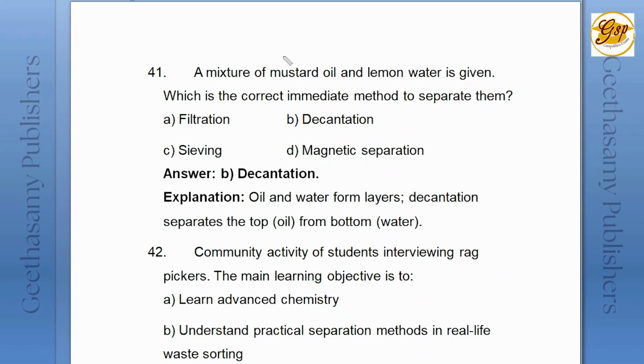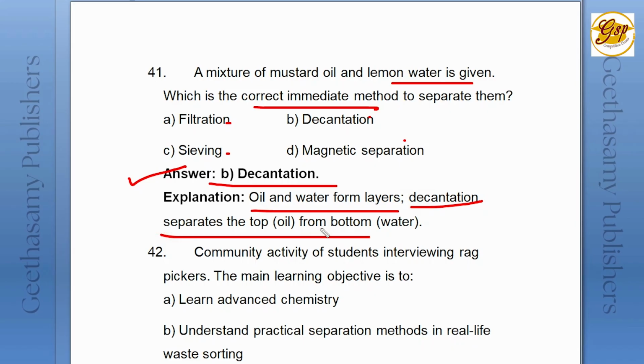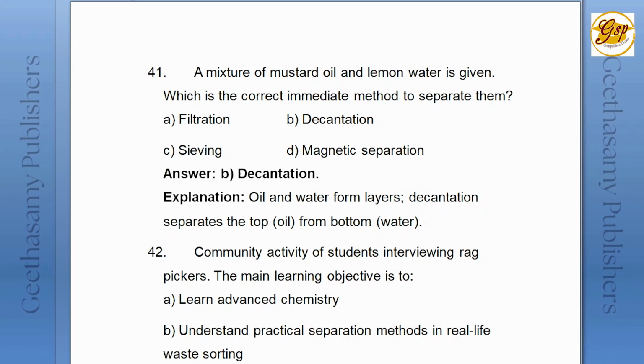41st question. A mixture of mustard oil and lemon water is given. Which is the correct immediate method to separate it? Filtration, decantation, sieving, or magnetic separation. It is decantation, right? So it's oil and water layers. Decantation separates the top oil and the bottom water.